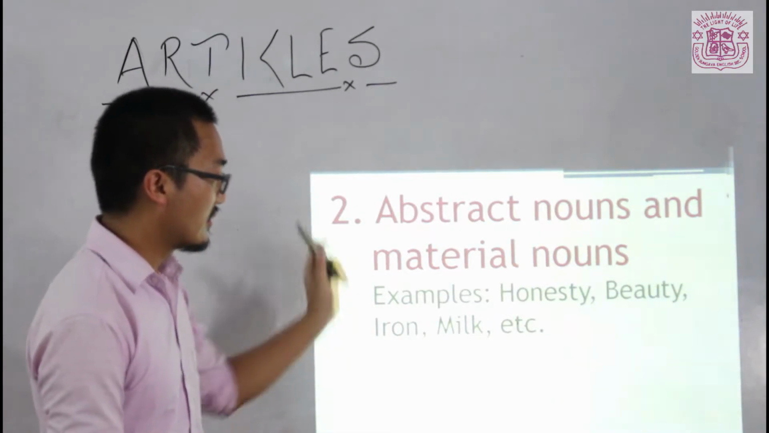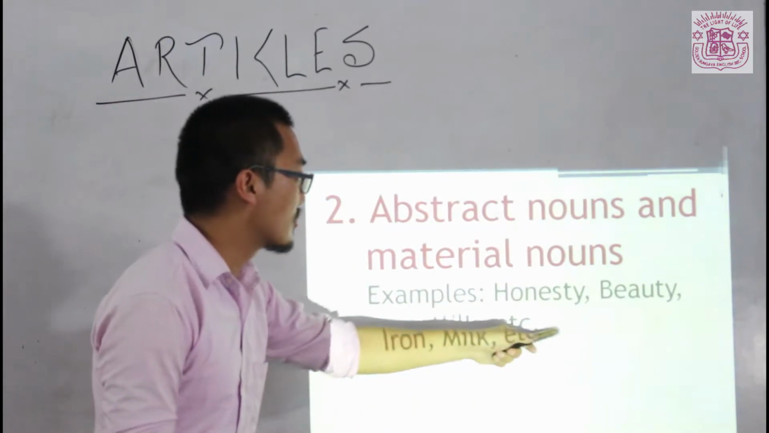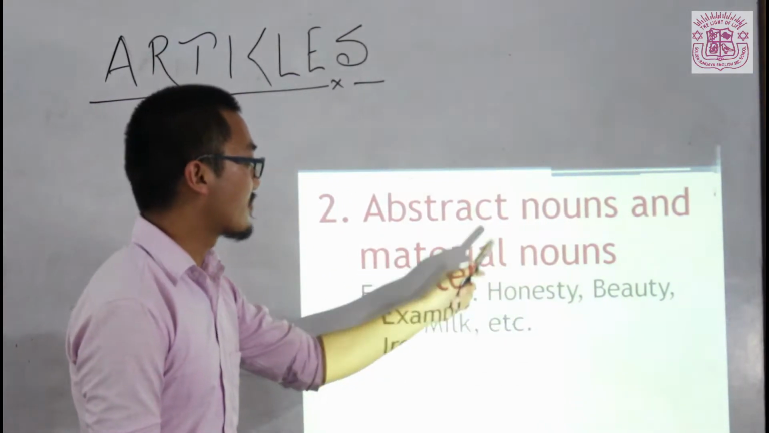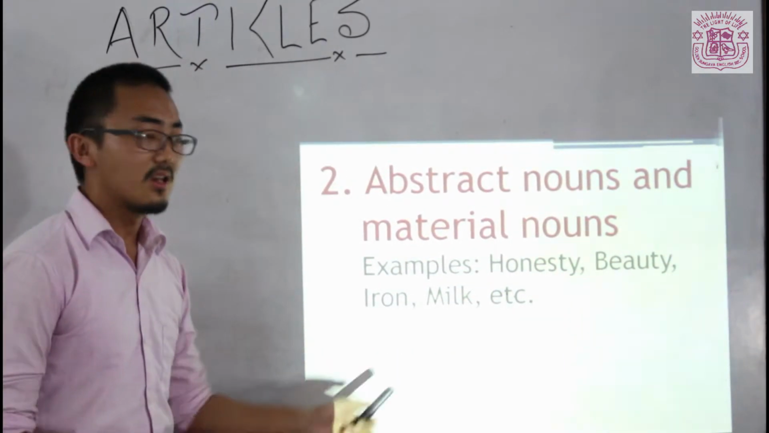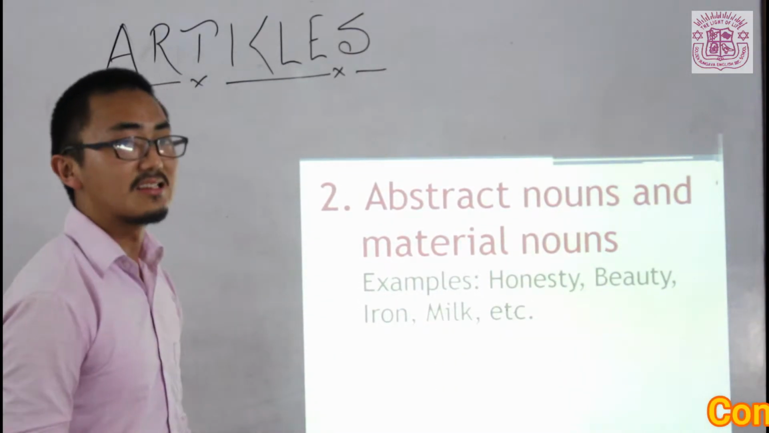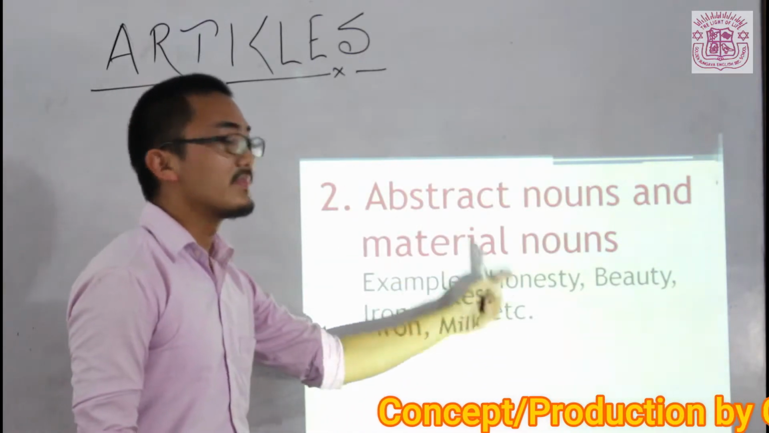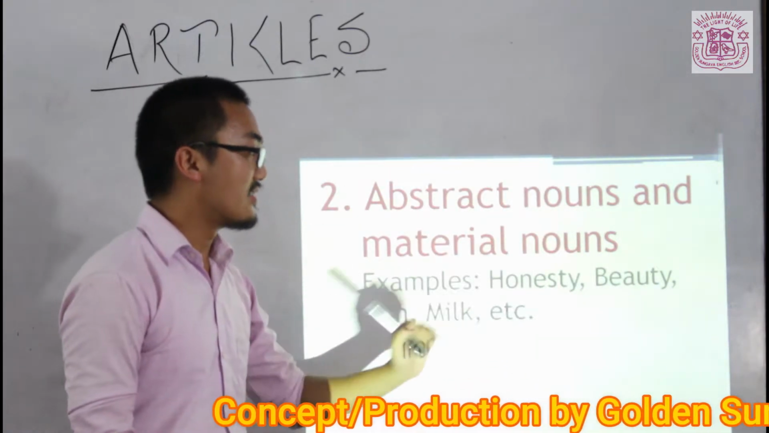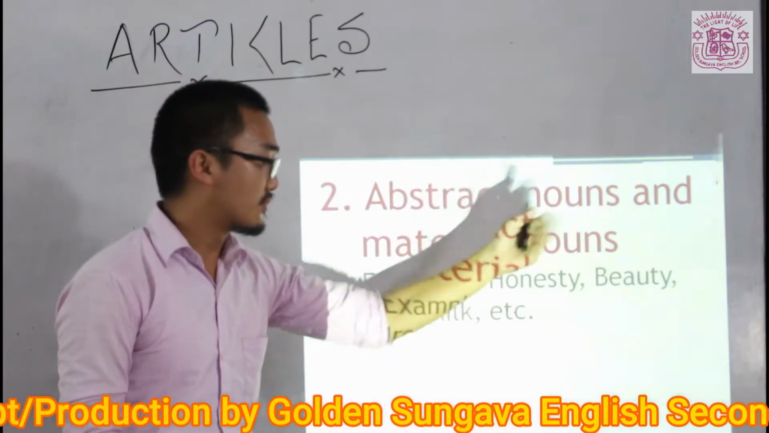For example, you can see here honesty, beauty, iron, milk, etc. Those are examples of abstract nouns and material nouns, and we don't use any kind of article in front of those words too. For example, we say honesty is the best policy. We don't say an honesty is a best policy, and we neither say the honesty is the best policy.